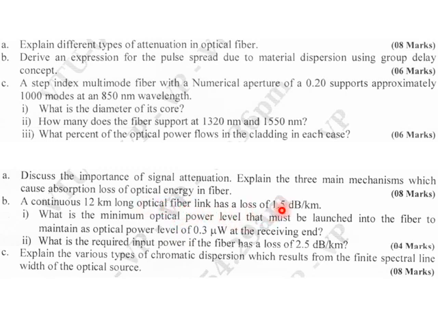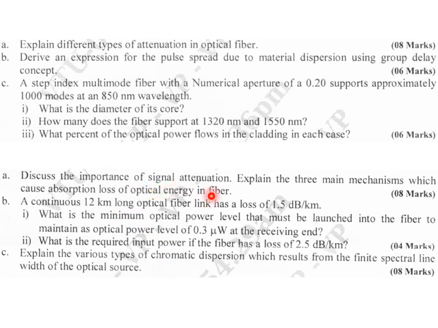Okay, this is there. 12 kilometer with the loss being this much. The minimum optical power to be launched into the fiber is 0.3 at the receiver end. So we have the loss value, we have the length, we have the power output, and we have to calculate the power in. What is the required input power if the fiber has a given loss? Earlier whatever problem we solved, in the same manner we can solve this particular question. The other two questions are theoretical.